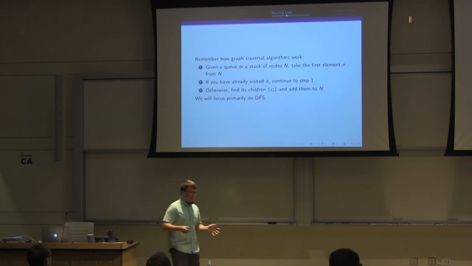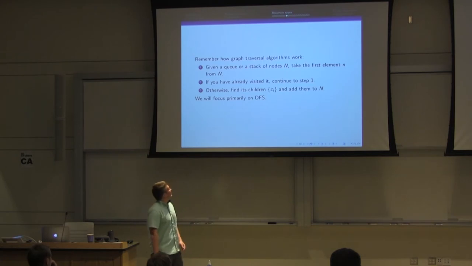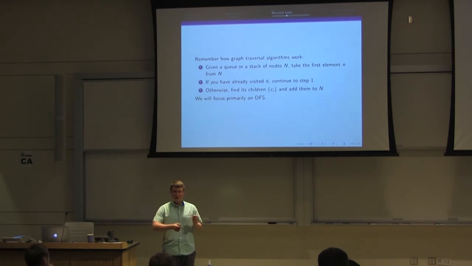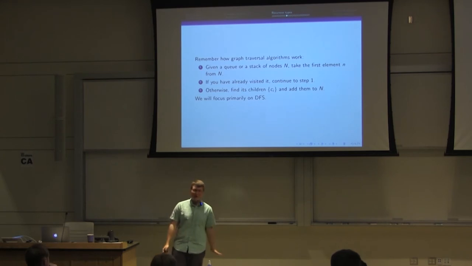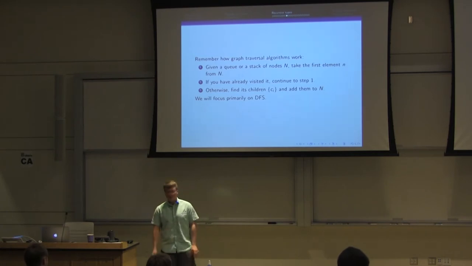All right, now let's talk about graph traversal algorithms. Usually, if you want to traverse a graph, you have either a queue or a stack of nodes. You take the first node, then you check if you visited it or not. If you haven't visited it yet, then you find all of its children and you add them to the top of your stack, or to the end of your queue, depending on where you add them and what kind of data structure you use. You get either depth first traversal or breadth first traversal, right?